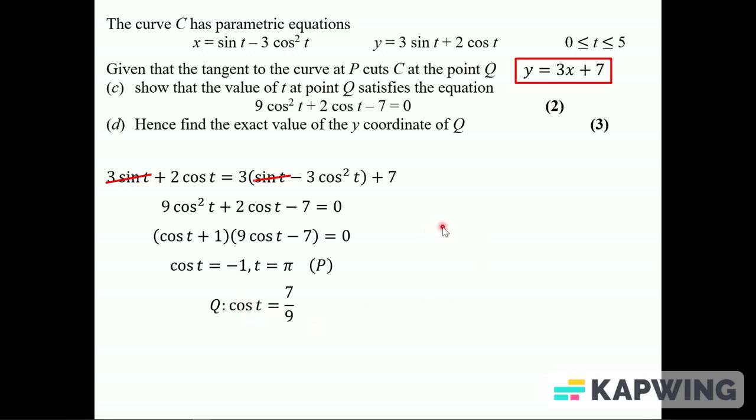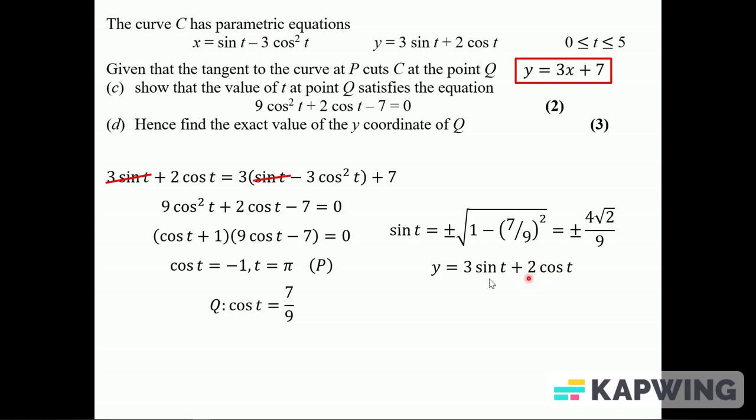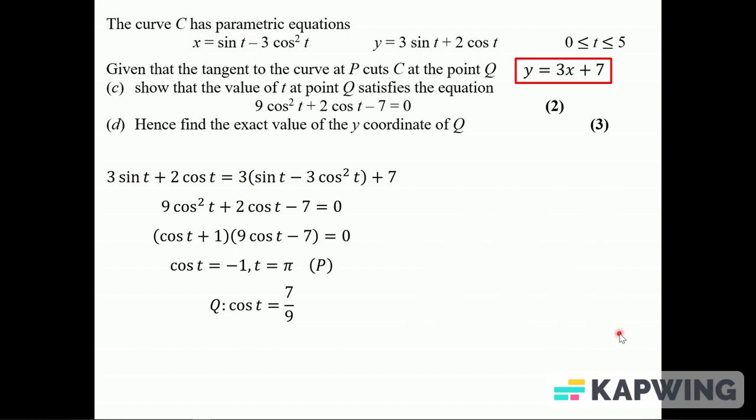Now, without finding out what t is, I can find out what the sine of t is. Using sine squared is 1 minus cos squared. It says plus or minus, but actually it's just the positive one I'm interested in when I sub it into the y parametric expression. So subbing in plus 4 root 2 over 9 and the 7 over 9 for the cos, I get this for the exact value.